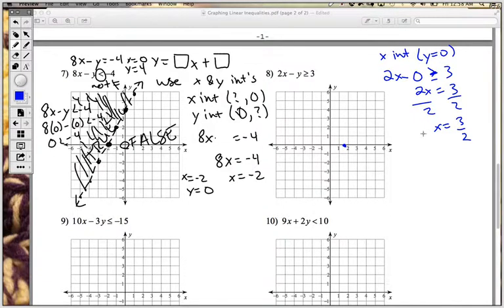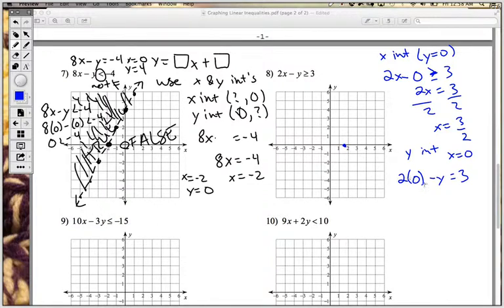Let's do the other one for the y-intercept. So if I'm doing the y-intercept, that means that x equals 0. So I'm going to have 2 times the x value, which is 0, minus y is equal to 3.